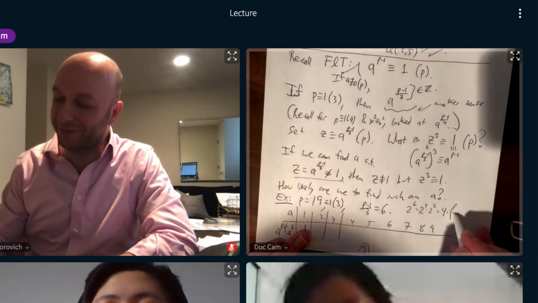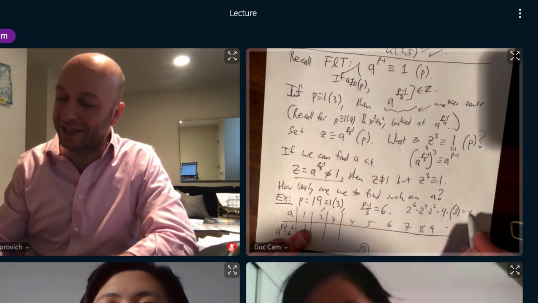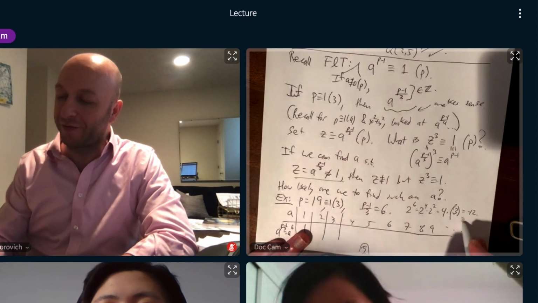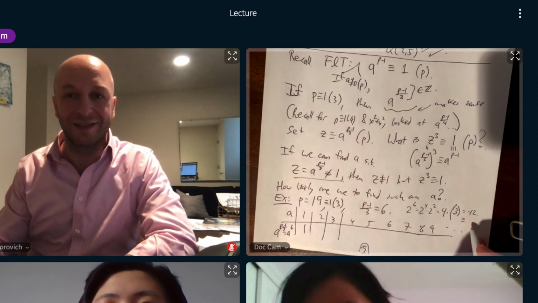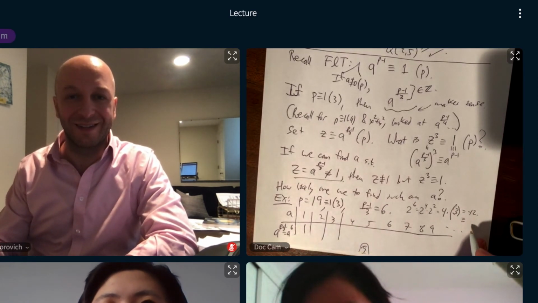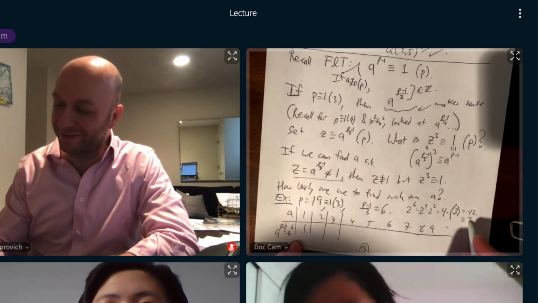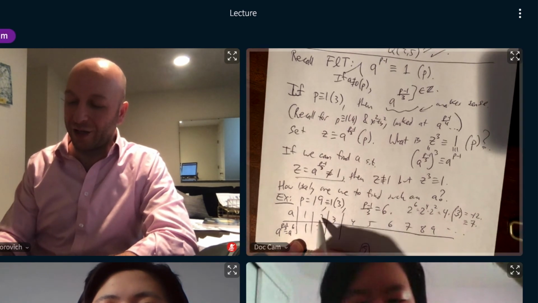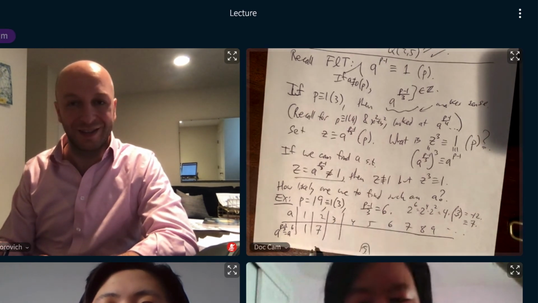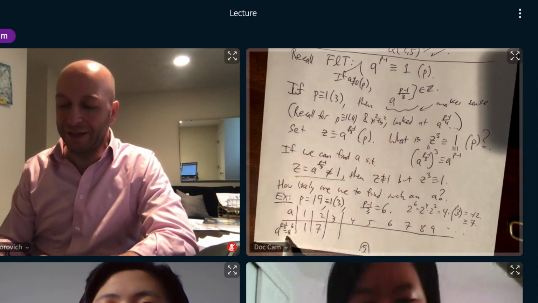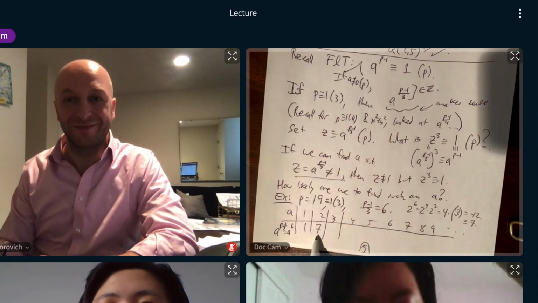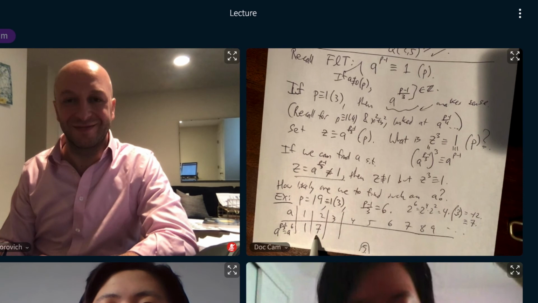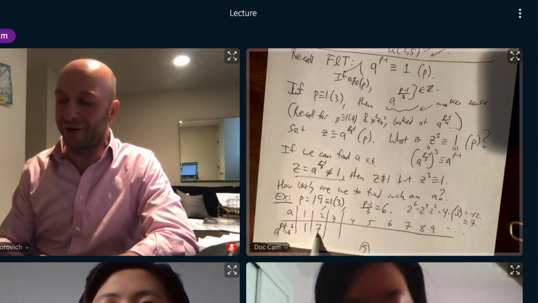Negative 3, awesome. 4 times negative 3 is easy, that's negative 12. And negative 12 mod 19 is the same thing as 7. Okay, so 2 to the 6th power is 7. What's 7 cubed? Let's just test out this theory.